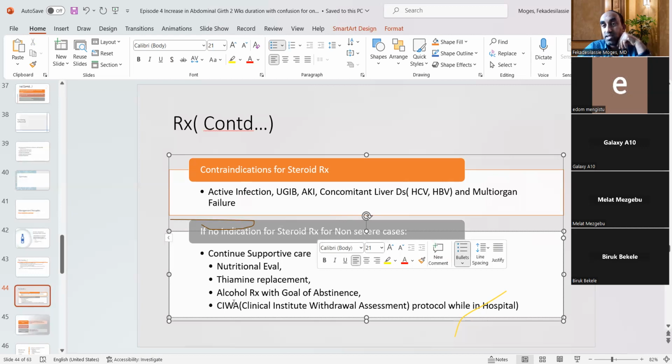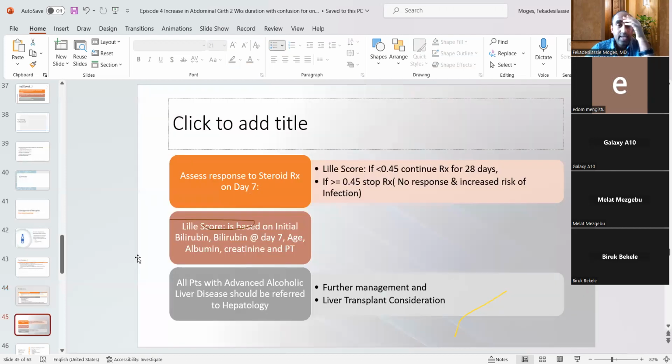So CIWA protocol, but our patient doesn't really need to be on CIWA protocol because the last alcohol he drank was about 2 weeks ago, so he's less likely to develop alcohol withdrawal at this point. Okay, so no need to put him on CIWA protocol at this point.